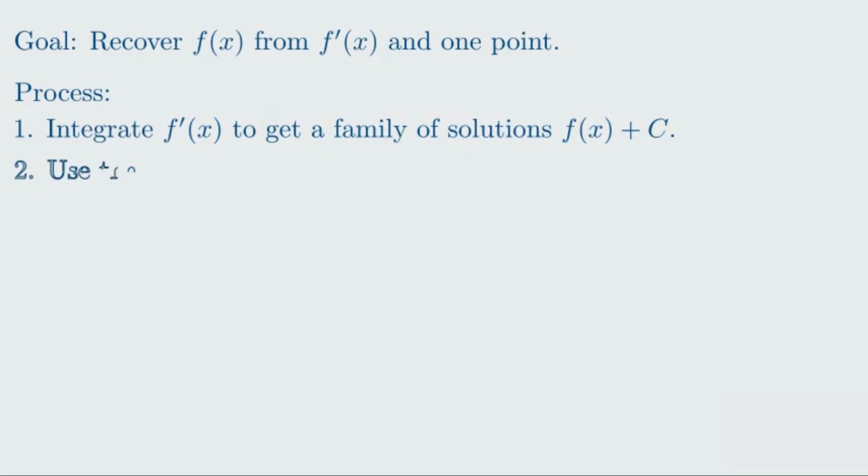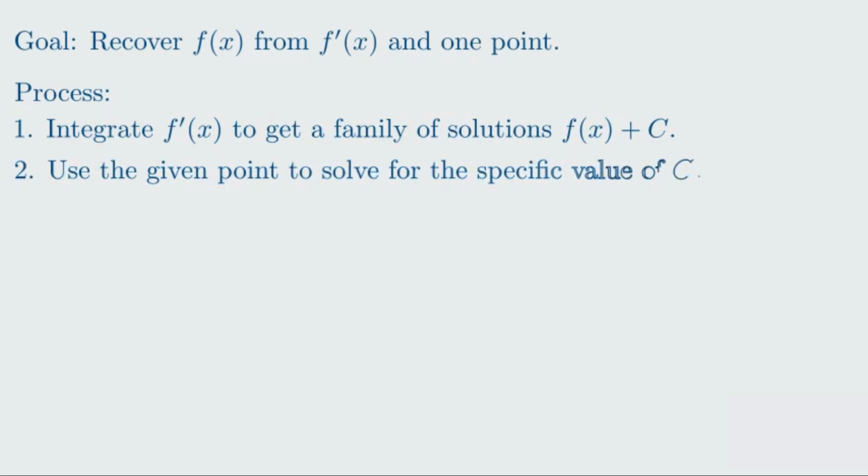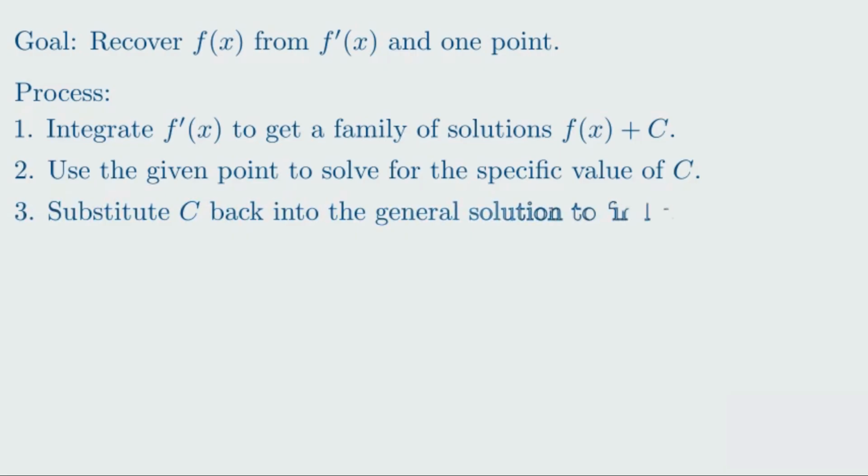Second, we used the provided initial condition, f of 3 equals 1, to create an equation that allowed us to find the exact value of our constant c. Finally, we substituted this specific value of c back into our general solution. This yielded the unique function f of x that satisfies both conditions. You now have the tools to solve similar problems.